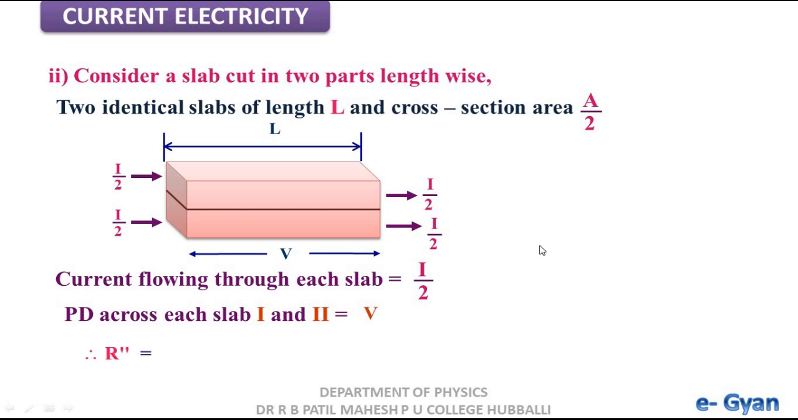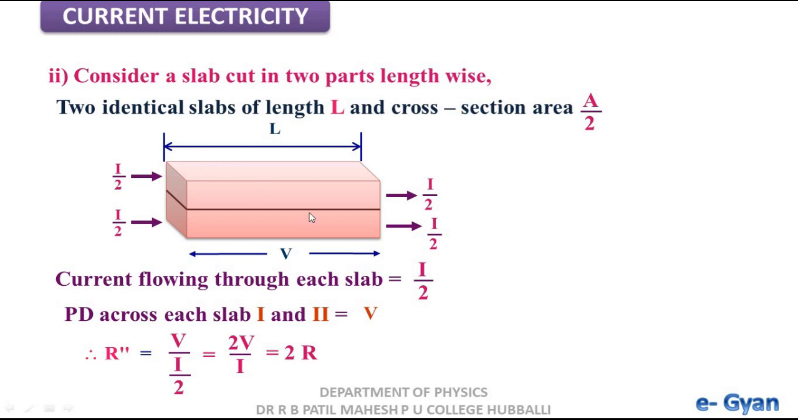Now by using Ohm's law, R double dash is equal to V divided by I by 2. That is equal to 2 times V by I, that is equal to 2R. Now by this we come to know that if the area of the conductor decreases, resistance of the conductor increases. If area of the conductor increases, resistance of the conductor decreases.